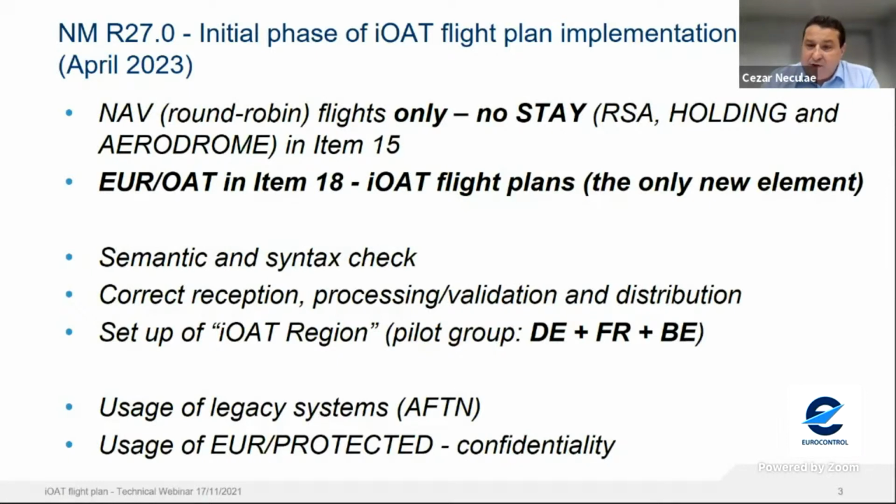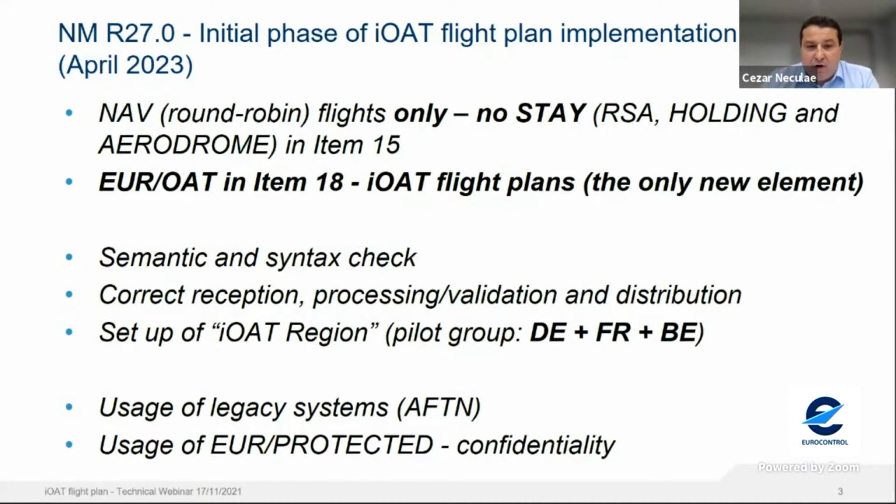The sign that this is the new format, the only new element I must say, you will find in item 18: you have EUR/OAT, Echo Uniform Romeo/OAT. This is the indication that it's a new format. This is the improved OAT flight plan format.